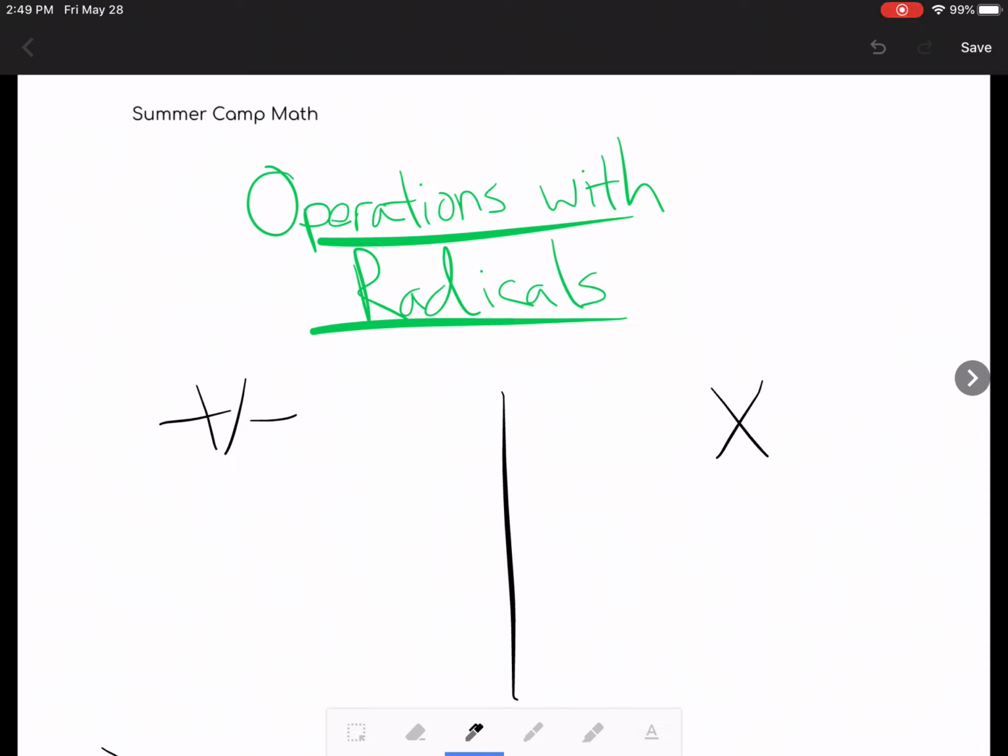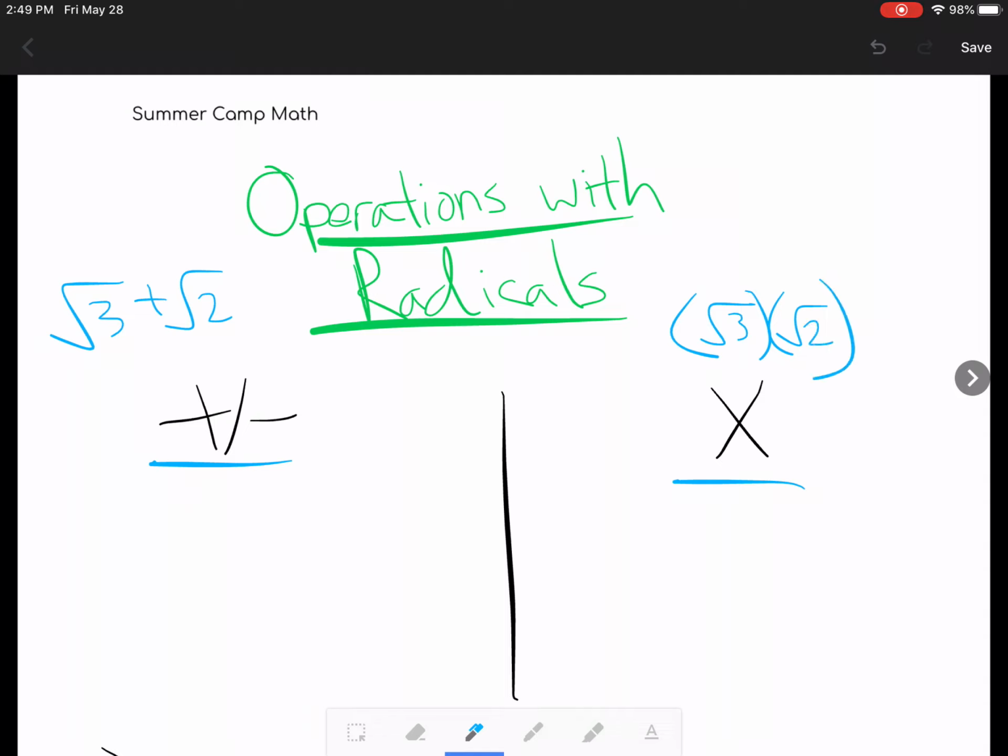In this video, we're going to talk about operations with radicals. When I'm talking about operations with radicals, we're going to be looking at two types of problems: addition and subtraction, and then multiplication. So we might be looking at something like square root of 3 plus the square root of 2, or we might be looking at the square root of 3 times the square root of 2. So it's important that we just kind of talk about some of the basics, and then we'll take a look at some examples so that way we can tackle these problems.